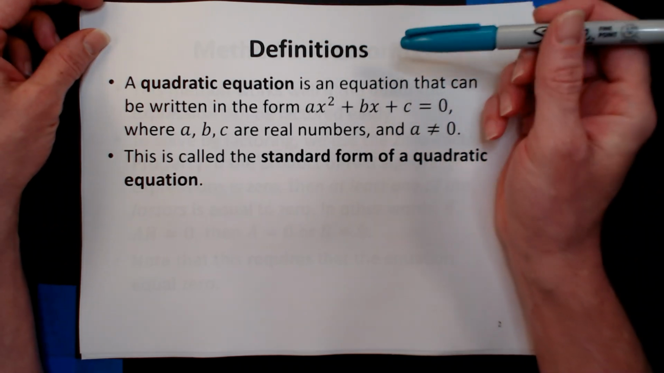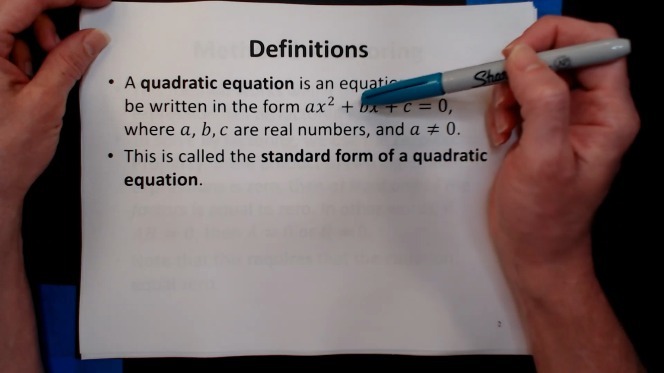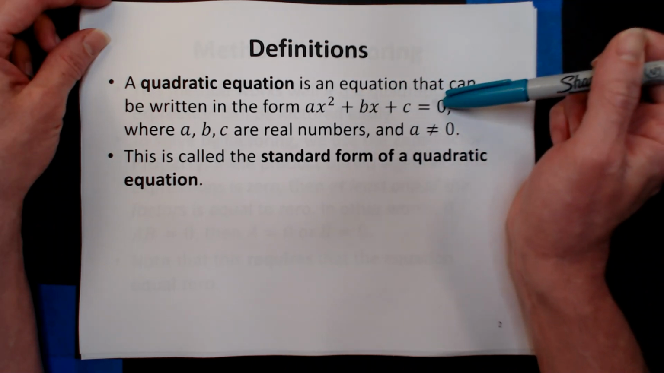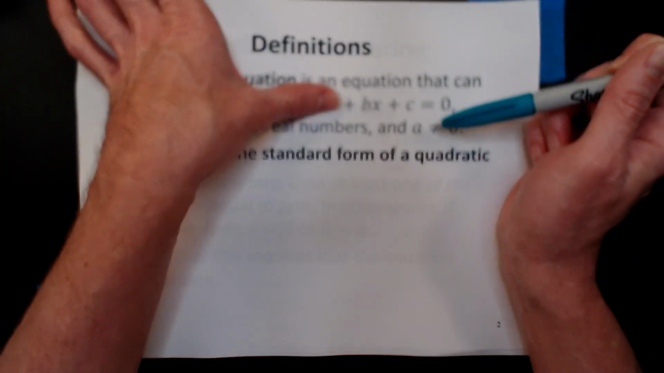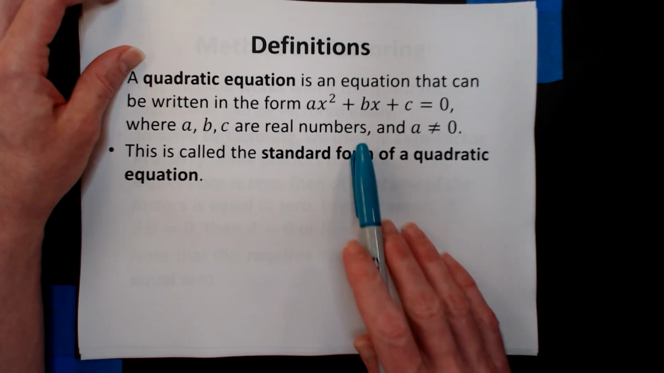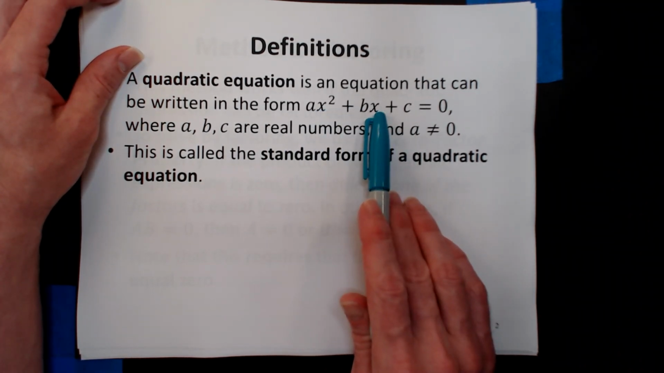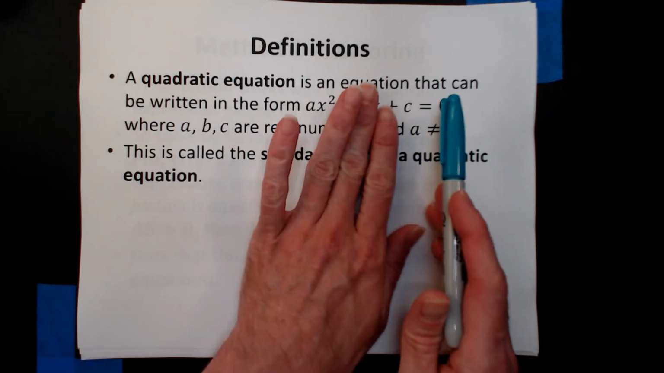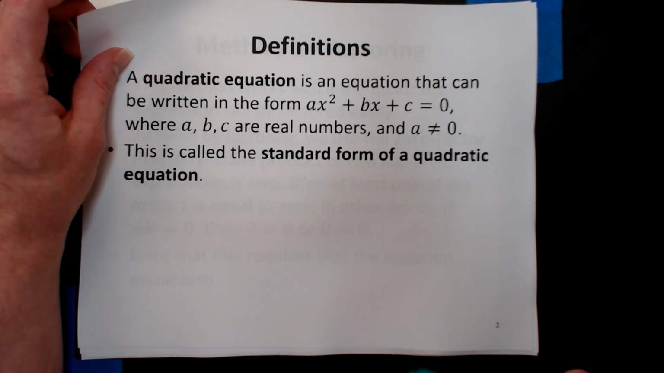A quadratic equation is an equation that can be written in the form ax squared plus bx plus c equals 0, where a, b, and c are real numbers and a is not equal to 0, because if it was, it would be a linear equation. This is called the standard form of a quadratic equation. We have everything on the left-hand side. We have an ax squared term. We may not have a bx term; that may be 0. But if we do, it's listed here. And then a constant if we have one.